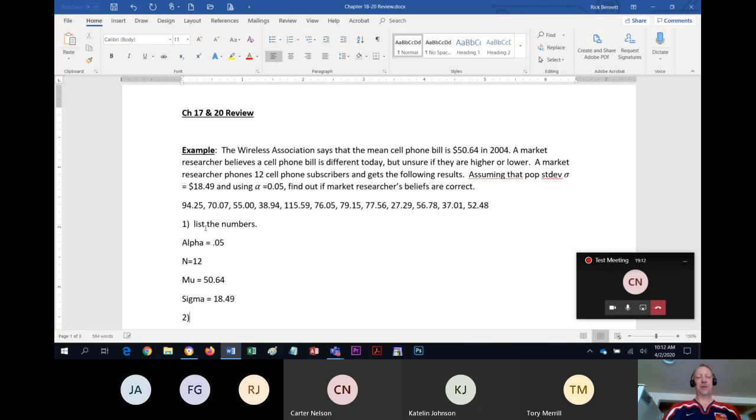Step number 2 is what? This is quantitative data. Categorical, and Caitlin says it's quantitative. Okay. Anybody disagree? Okay. Step number 3.